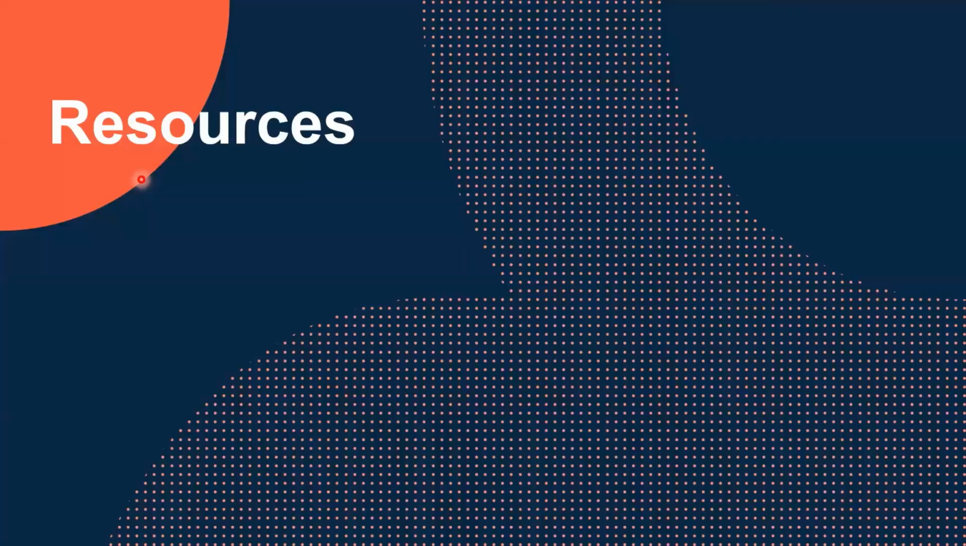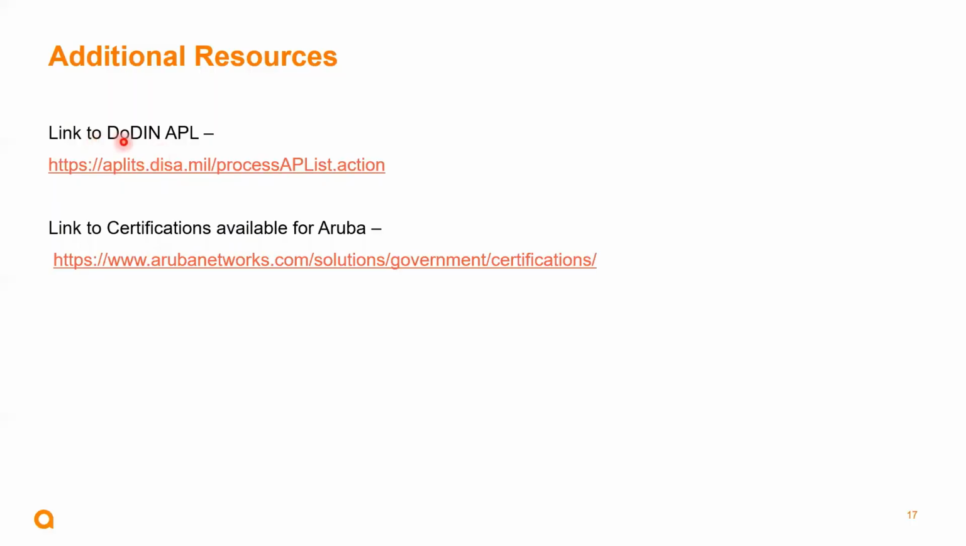Next come the resources. Let's see what additional resources will be helpful for us. First is a link to the DODIN APL certification website. For more details about the certification, you can click this link and identify what details this certification requires and how our switches have been listed in this portal. Next is a link to the certifications available for Aruba. Aruba switches are not only DODIN APL certified, we have also been certified with other government certifications like FedRAMP and Common Criteria. For the list of platforms and the corresponding certifications, you can refer to this link.